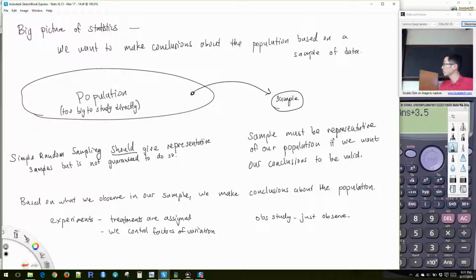And then, so what is the main effect that this has in terms of our ability to make conclusions?